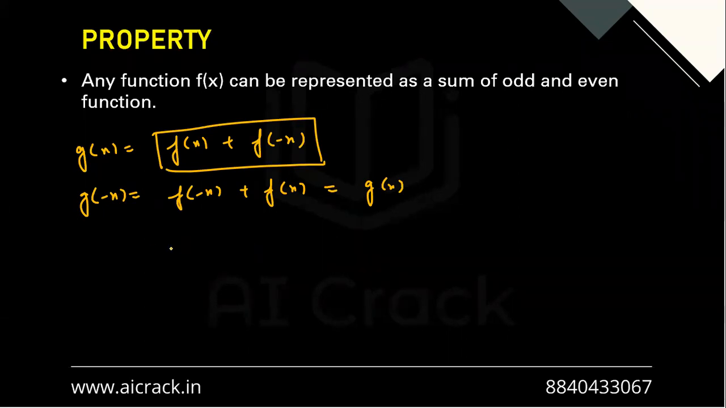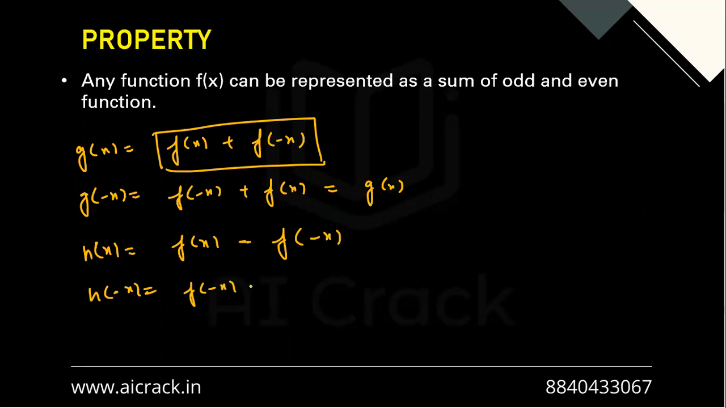Now let's take one more example. Let's say h(x) equals f(x) minus f(-x). Now if I write h(-x), we'll get f(-x) minus f(x). That is nothing but minus times f(x) minus f(-x). This is minus h(x), right? So we can see that the difference one is an odd function.